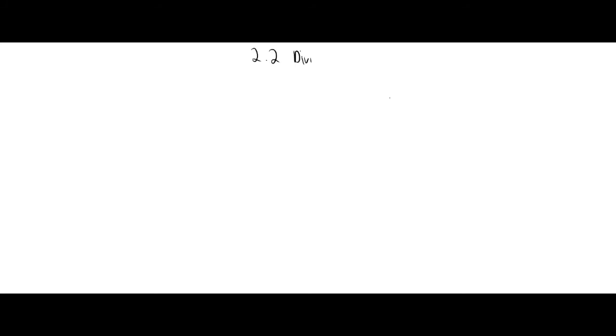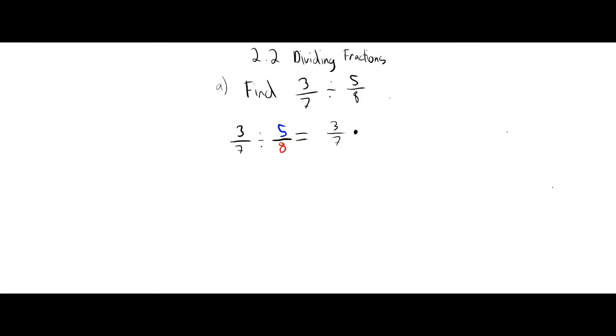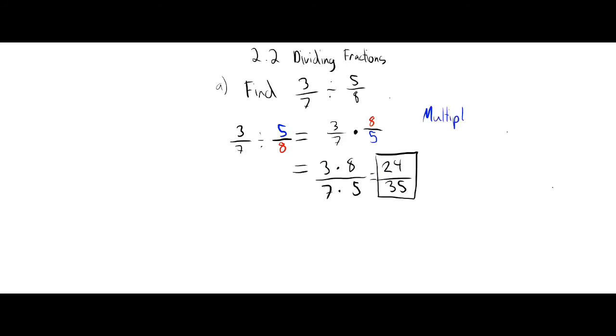All right, 2.2, dividing fractions. When we divide fractions, remember, they're just like multiplying, but there's a trick we have to do first. So we have 3/7 divided by 5/8. We have to multiply by the reciprocal. So we change the division to a multiplication problem, and we flip the fraction. And then we multiply straight across like a normal multiplication problem. So 3 times 8 and 7 times 5, which is 24/35.